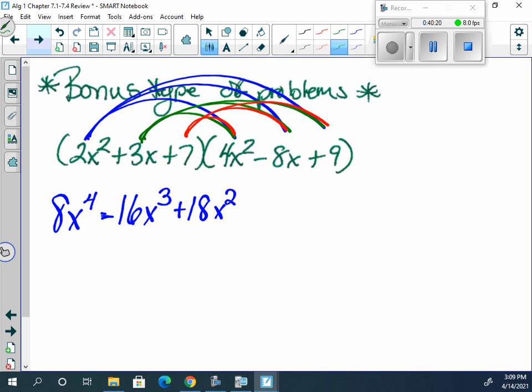Our next would be 3x. So we have 3x times 4. 3 times 4 would be 12, 12x cubed, because x times x squared would be x cubed. So our 3 times negative 8 would be negative 24. And x times x would be x squared. And 3x times 9, well, 3 times 9 would be 27x.